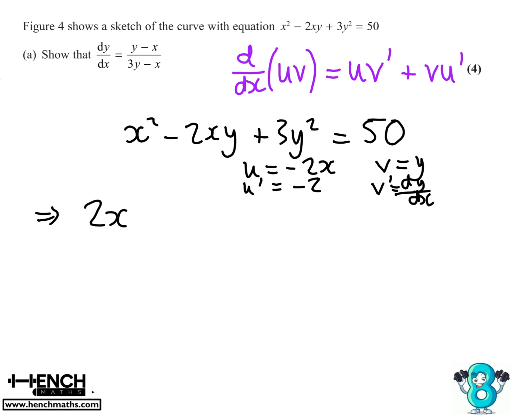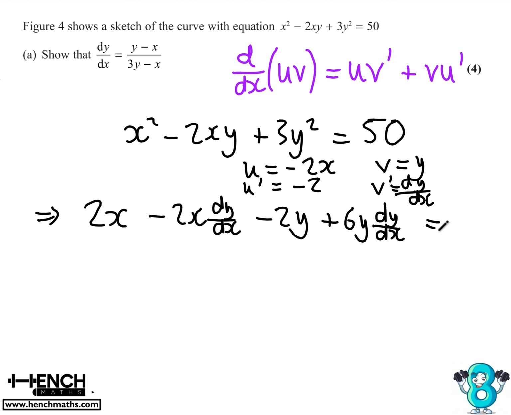And now we can use the product rule. So it's going to be negative 2x times dy by dx, and then plus negative 2 times y. Now if we differentiate 3y squared, we're going to get 6y dy by dx because it's a function of y. And then the 50 on the end, if you differentiate 50, it becomes 0.